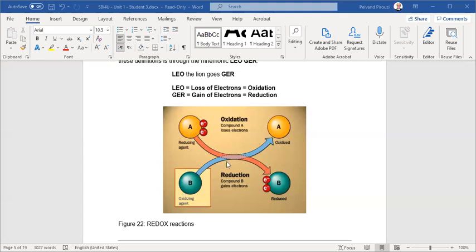And then at the end of the reaction between A and B, we are going to see the exchange of electrons between A and B. So A is losing electrons and B is gaining electrons. Now you may tell me, okay, good to know, I understand, but why are we talking about electrons here?